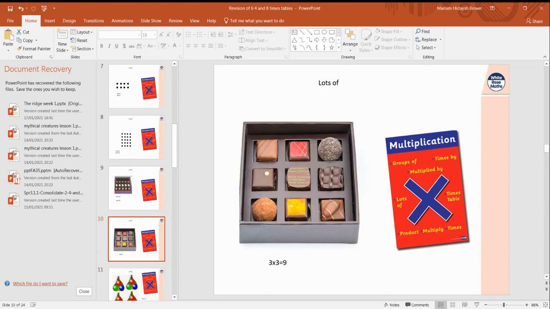Here I've only written one multiplication equation. Well, that's because I could only really write one. There are 3 rows, and in each row there are 3 chocolates, but there's also 3 columns, and in each column there are 3 chocolates. So you would have just ended up with 3 times 3 is 9.